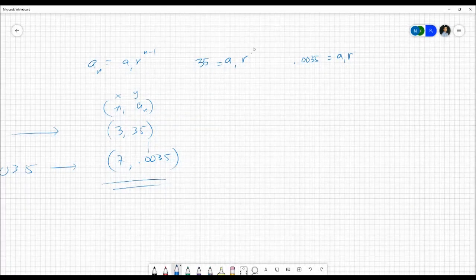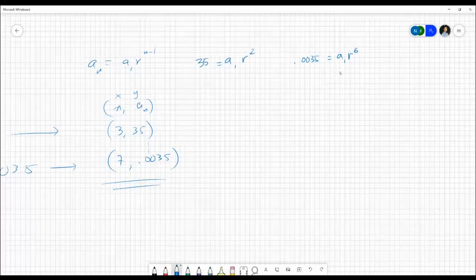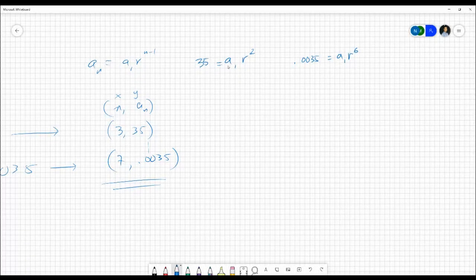Okay, I think I see what you're doing. Yeah. So now you just solve for one of the variables. Here I'm going to solve for a1. So a1 equals 35 divided by r squared. I'm going to plug it into here, and now you can solve for r.